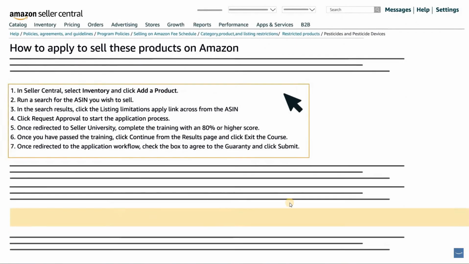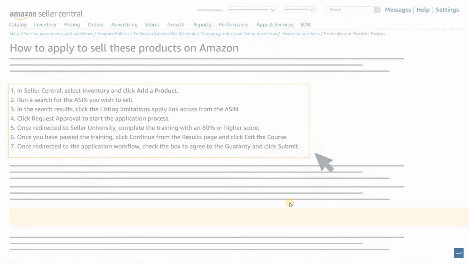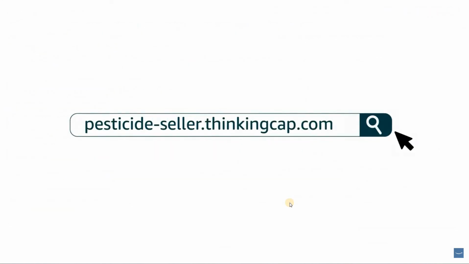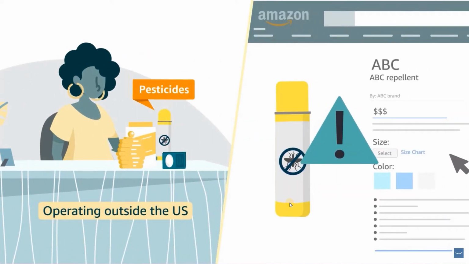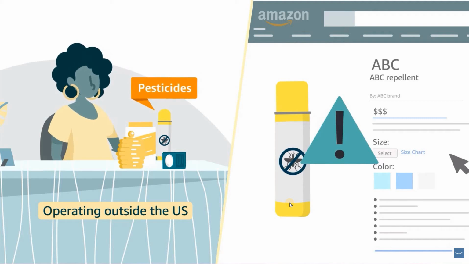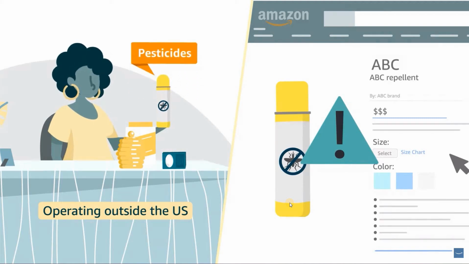Follow these steps listed on the help page to request approval to sell a pesticide product on Amazon, and by taking the Pesticide Seller e-learning course. Note that if you are not a U.S. resident, you are not permitted to sell pesticide products or pesticide devices on Amazon.com.